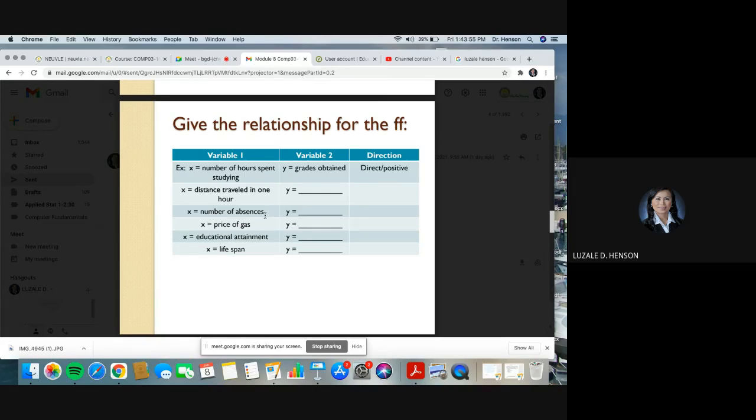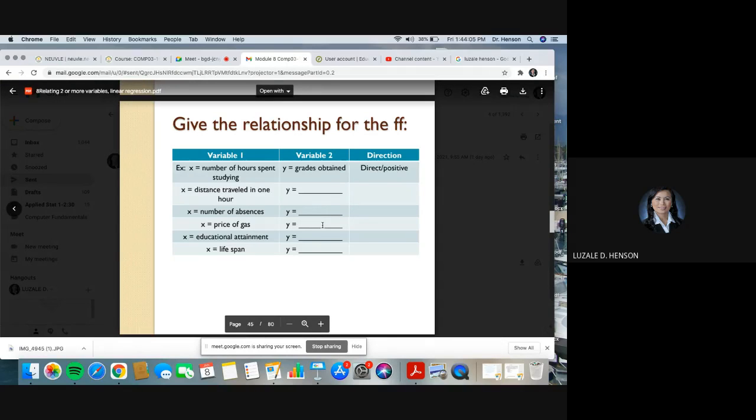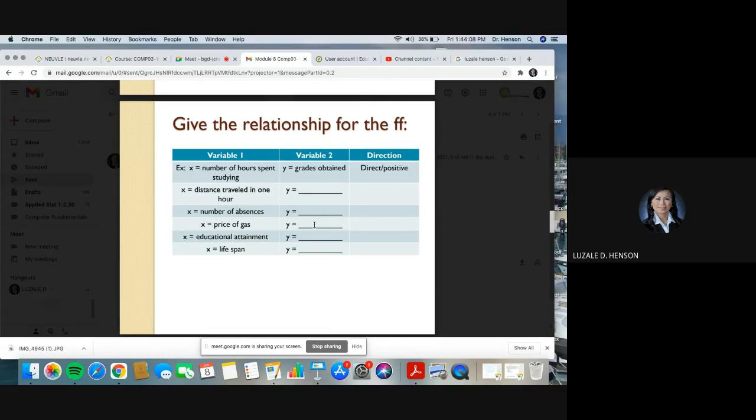Number of absences. Think of a quantity that may be applied to this variable here. Price of gas, I have given that as an example, like a commodity. So the price of a commodity. Then educational attainment, lifespan. Think of those quantities, and whatever quantity you can think of here will affect the direction. Class, as x increases, meaning as distance increases, then speed also increases.